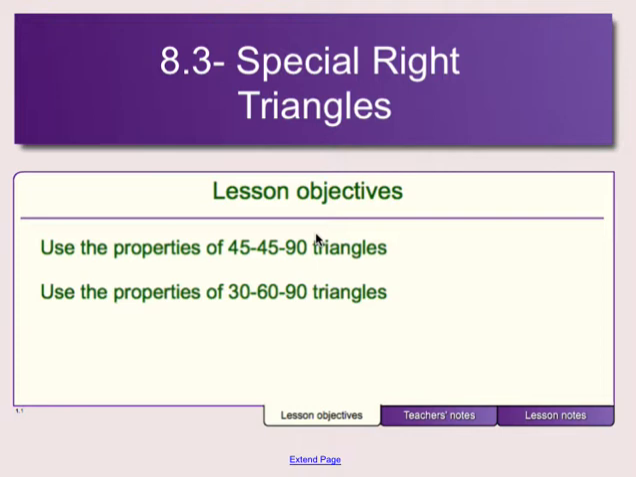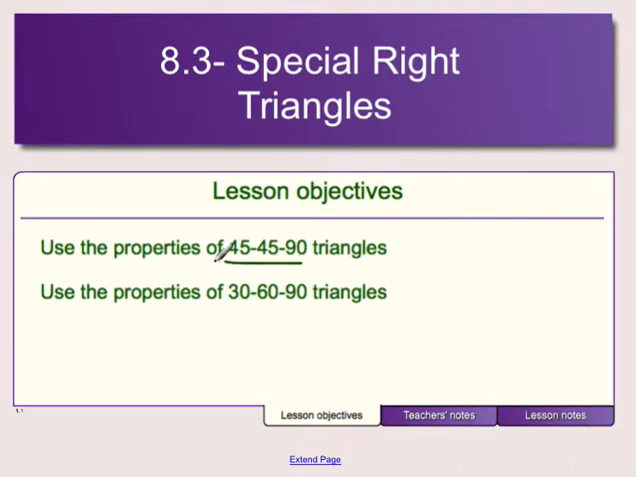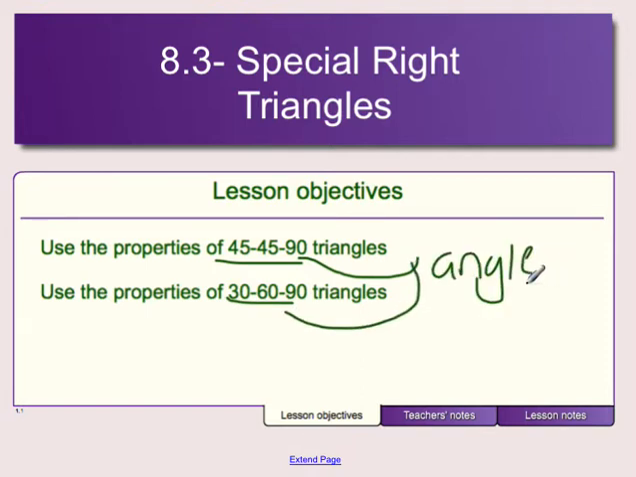So today we're going to learn special things about right triangles, and basically how we're going to identify each type of right triangle. Our right triangles are identified by their angles. Each of these represents the angles in the triangle. So we have an angle 45, 45, 90. Notice that that adds up to 180. 30, 60, 90. Notice that that adds up to 180.